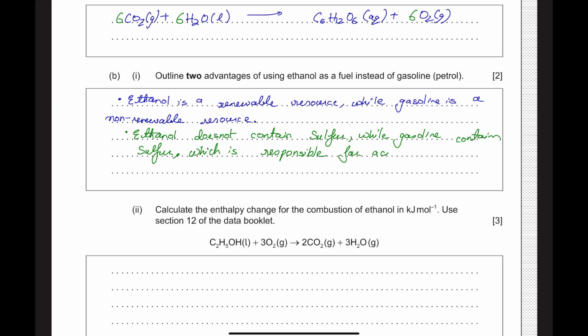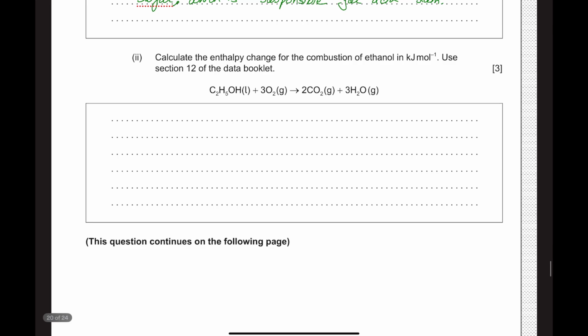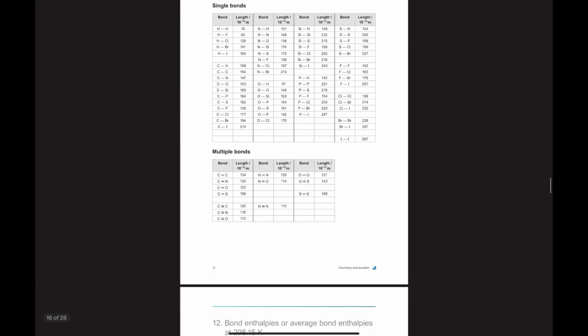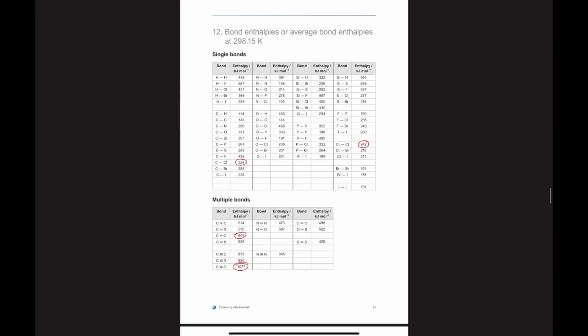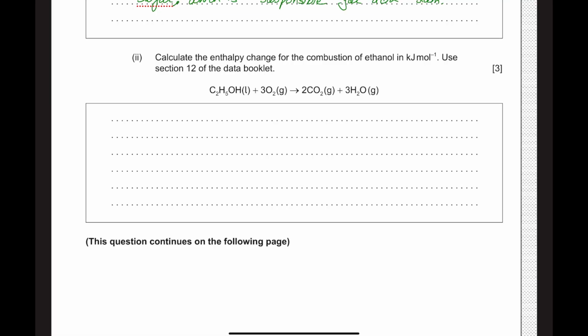Next, you have to calculate the enthalpy change of the combustion reaction of ethanol using section 12 of the data booklet. All right, let me quickly load the data booklet. You have to move on to section 12. Yeah, section 12 is the bond enthalpy. So, for bond enthalpies, you have to draw the structures of the reactants and products.